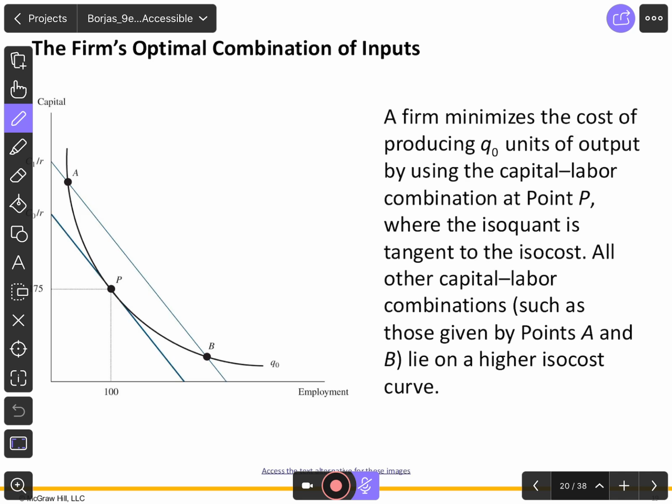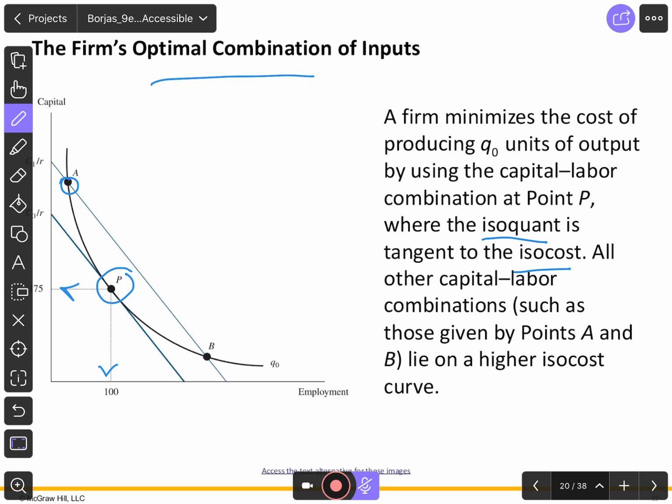Okay, and again, for the optimal combination, we are looking at the point of tangency between the isoquant and the iso-cost. So point P is our optimal point because it's the point of the highest isoquant that is tangent to the iso-cost line. So here the firm is employing 100 units of workers and 75 units of capital.